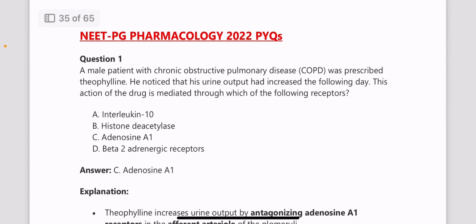Moving on to Pharmacology 2022 PYQs. A male patient with chronic obstructive pulmonary disease was prescribed theophylline. He noticed that his urine output has increased the following day. This action of the drug is mediated through which receptor?